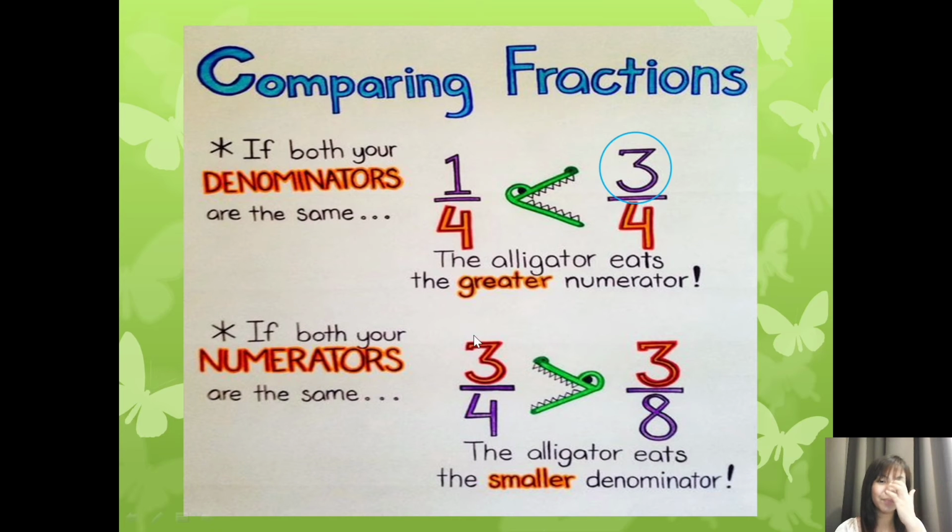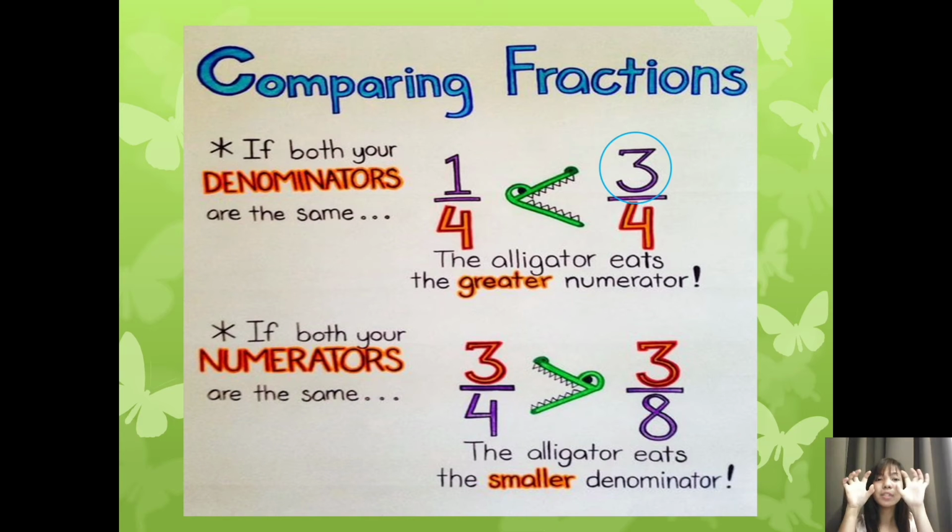Next, another condition. If both the numerators are the same. So in this example, 3 over 4 and then 3 over 8. You see that they have the same numerator, 3, right? If that's the case, the smaller the number in the denominator, the greater the value of the fraction. So we have here 4 and then 8. You see that the 4 is a smaller number, right?